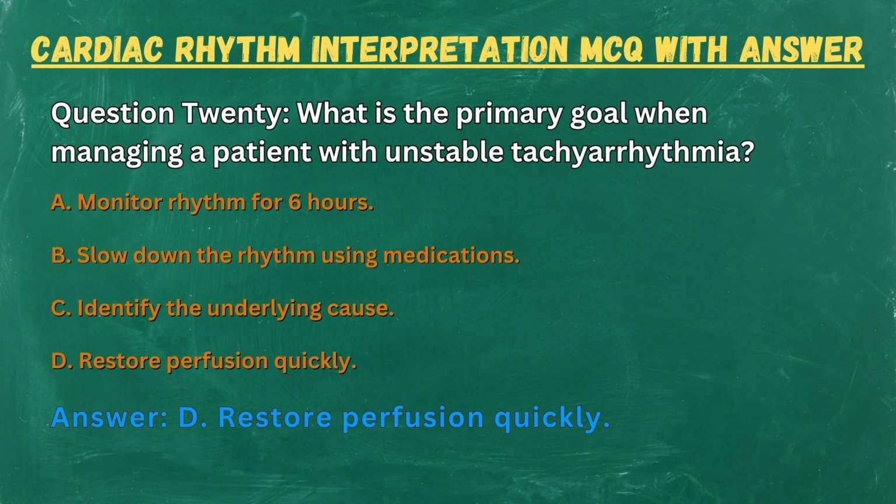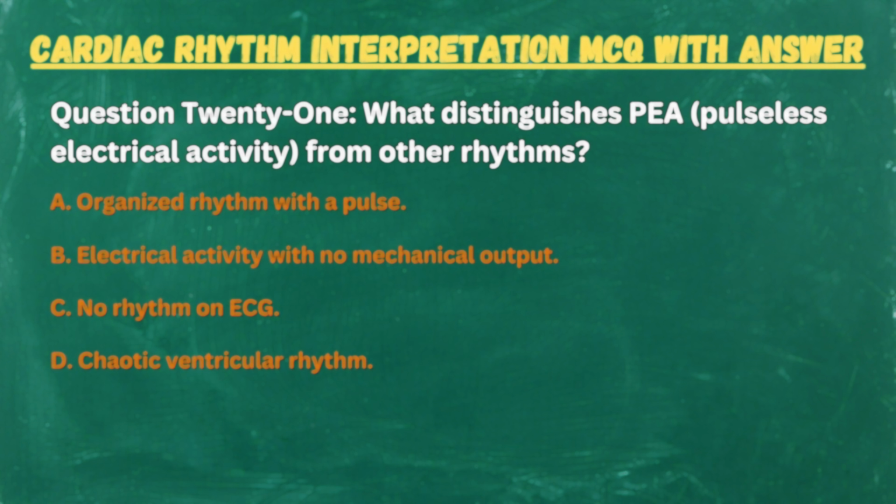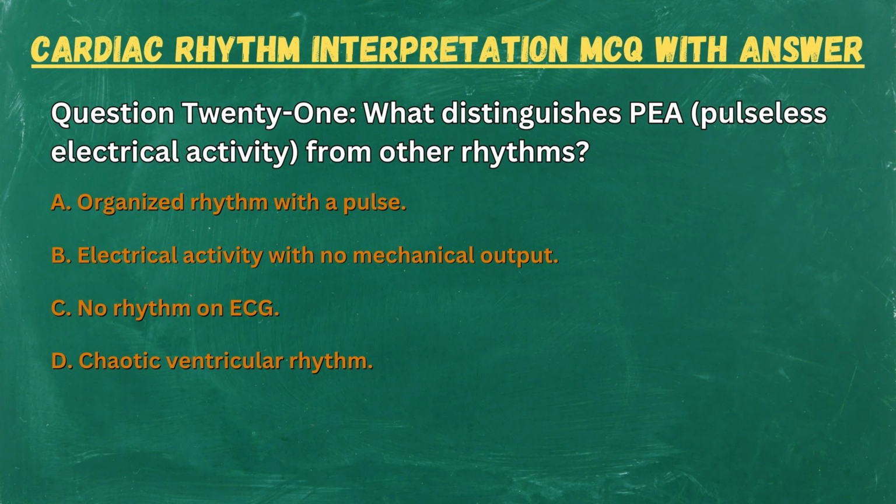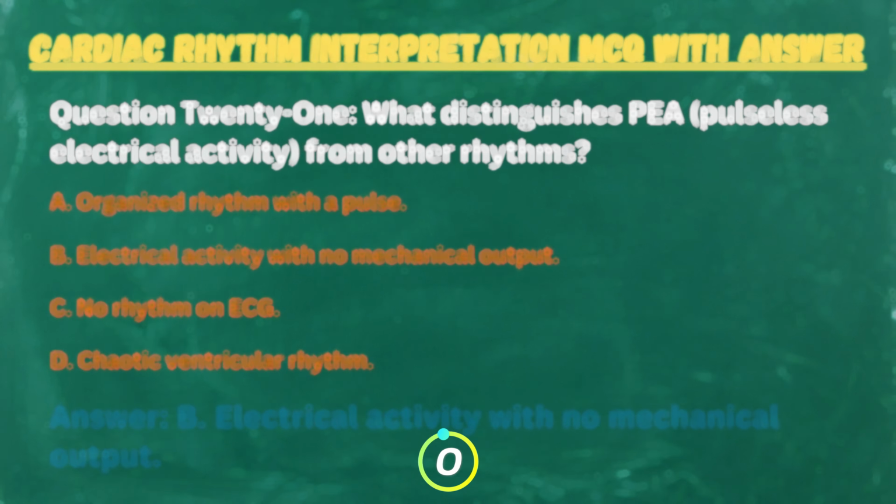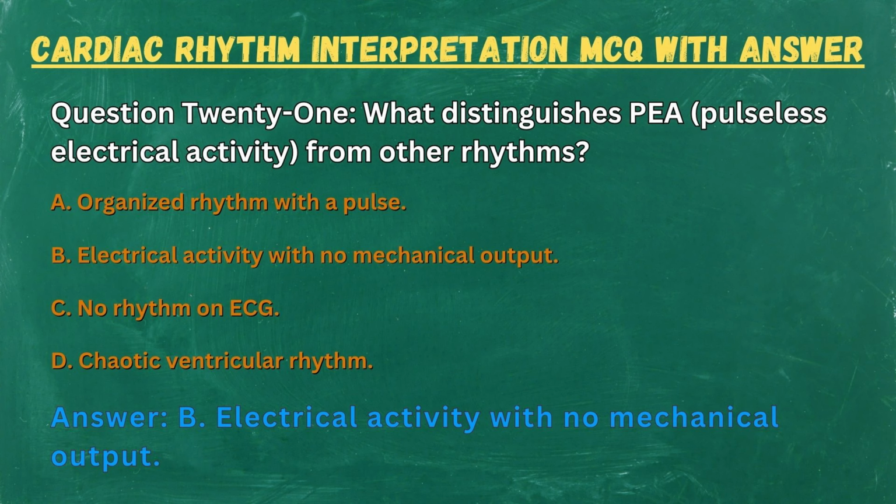Answer. D. Restore perfusion quickly. Question 21. What distinguishes PEA, pulseless electrical activity, from other rhythms? A. Organized rhythm with a pulse. B. Electrical activity with no mechanical output. C. No rhythm on ECG. D. Chaotic ventricular rhythm. Answer. B. Electrical activity with no mechanical output.